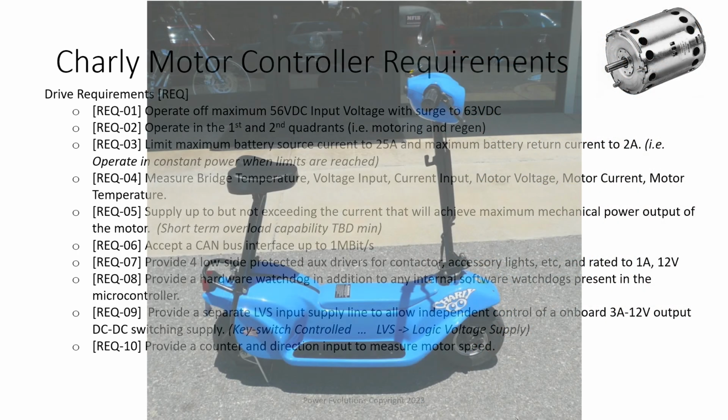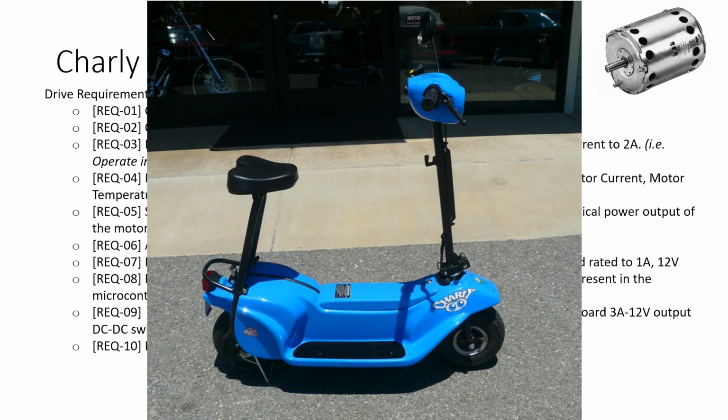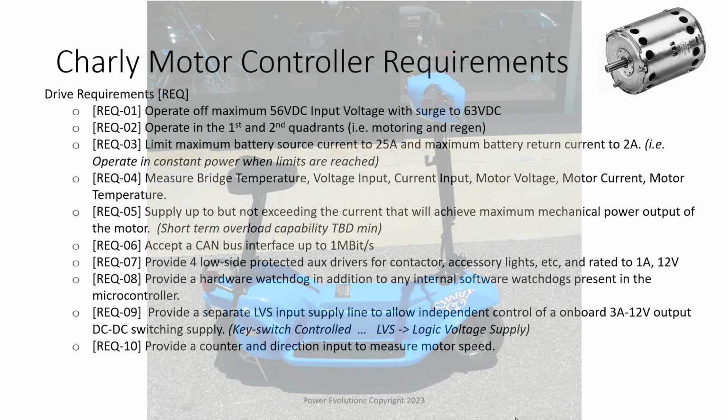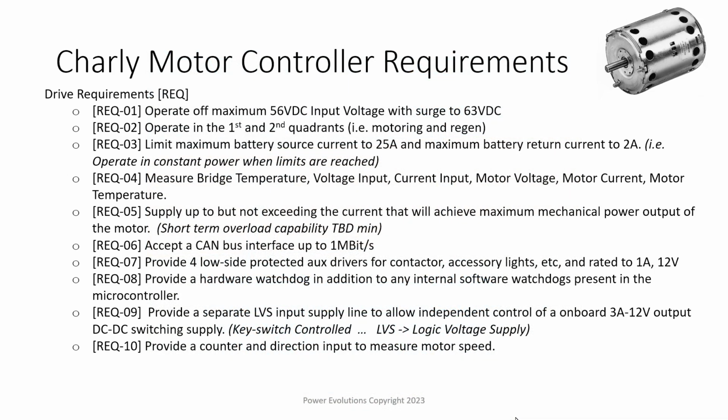because Charly is small, compact, and deadly. It has such a bad center of gravity that if you have poor control over the torque to the motor, you'll end up on your butt. And probably you don't want to be doing this at speed. So that's kind of where we're at with what the requirements look like.